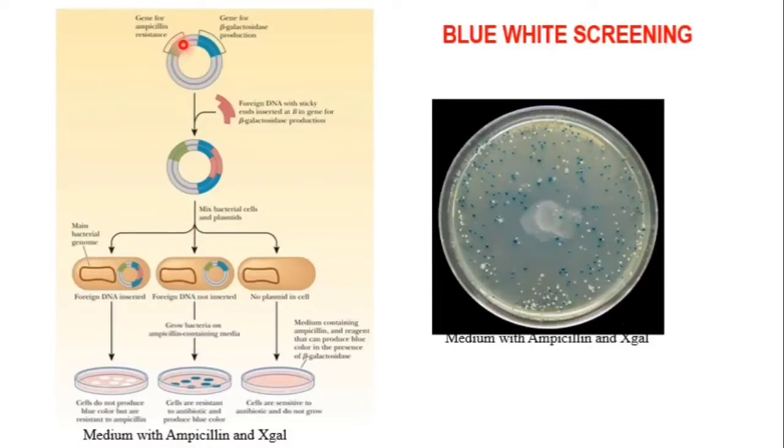Here you can see this is a vector containing the lacZ gene here, and here the ampicillin resistance gene. This is a foreign DNA, and we insert the foreign DNA into the lacZ gene of the vector. Then we transfer this recombinant vector into the host cell, and we get some colonies.